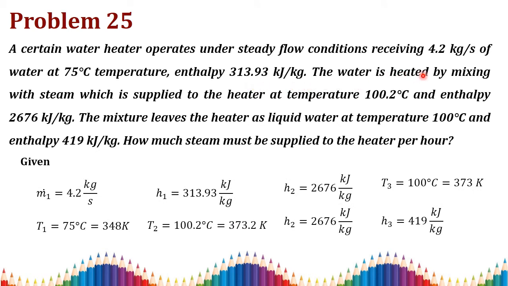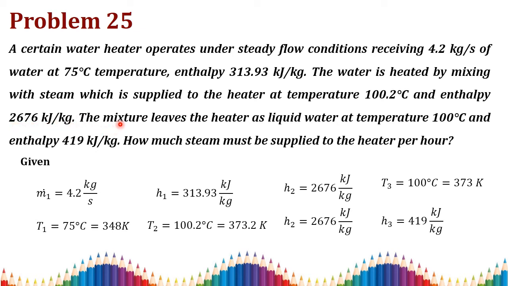The water is heated by mixing with the steam which is supplied to the heater at a temperature of 100.2 degrees Celsius. So in a water heater the water is heated by mixing with steam. The second condition, the steam supplied there, I have given the notation 2. So the temperature T2 is 100.2 degrees Celsius and enthalpy h2 is 2676 kilojoule per kilogram.